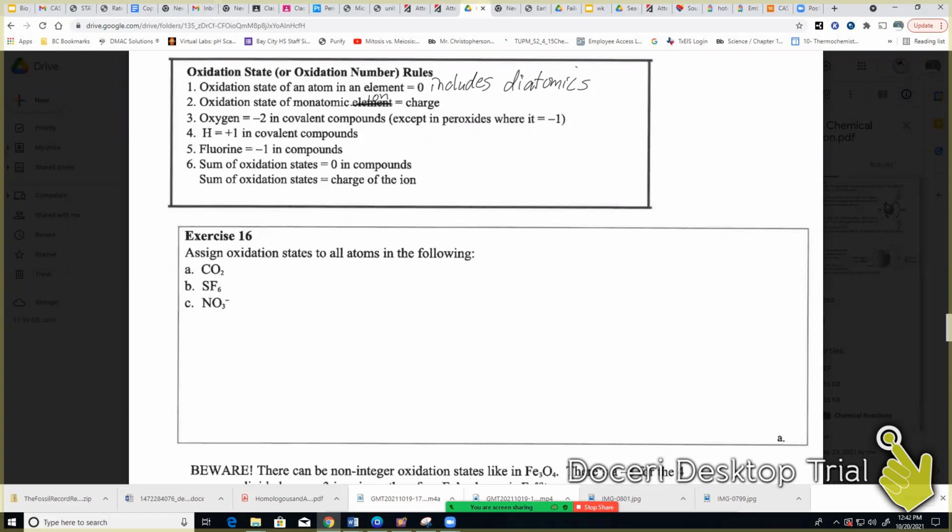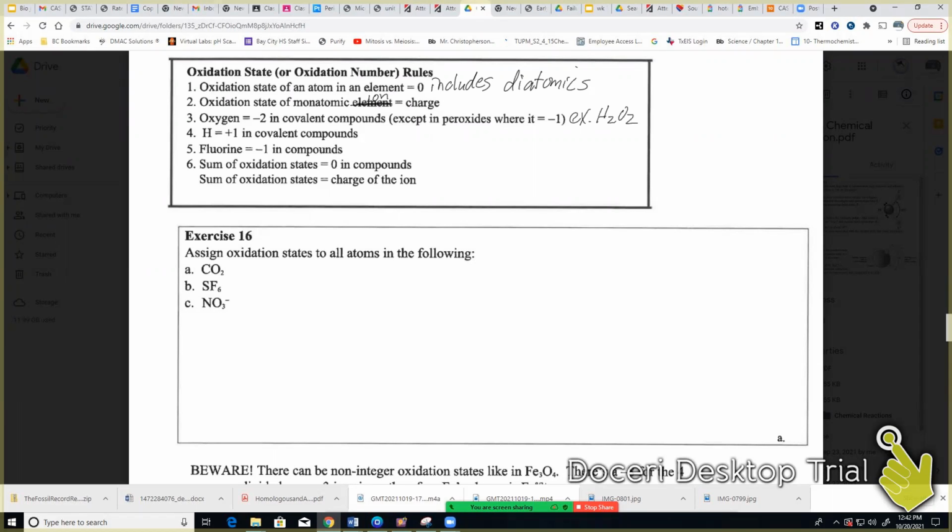Oxygen is a negative 2 in covalent compounds, so that's going to be the majority of what we work with, except in peroxides, where it would have a number of negative 1 assigned to it. And we talked about peroxide before, so an example of a peroxide would be H2O2. The hydrogen's a plus 1, so the oxygen can't be a minus 2 here. It would have to be a minus 1. Hydrogen is a plus 1 in covalent compounds, and fluorine is a minus 1.